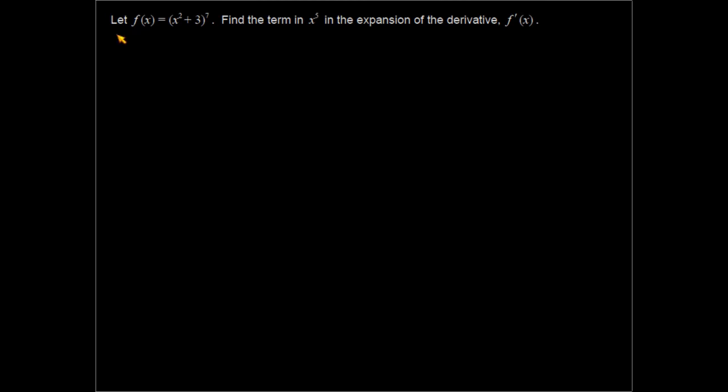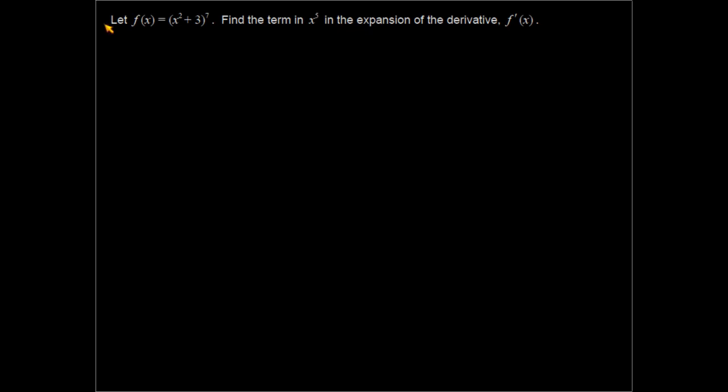Okay, so this question says that f of x equals (x squared plus 3) all to the power of 7. Find the term in x to the power of 5 in the expansion of the derivative f prime of x. Alright, so first thing then, if we've got f of x is equal to this, we're going to need to find the derivative f prime.